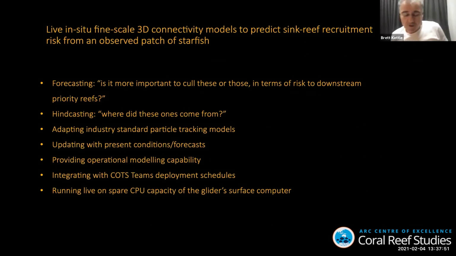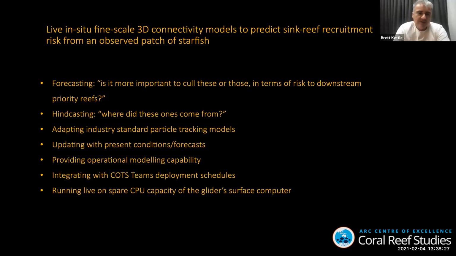Both risk to the downstream reefs, but also flipping the question around and looking at where these starfish have originated from. So the forecast question: should we cull these ones or those ones if it meant a different outcome for high priority reefs in the downstream area? Or asking the question, wow, we're seeing a lot of starfish here, and yet we're not really sure where these ones came from. What does the computer say?